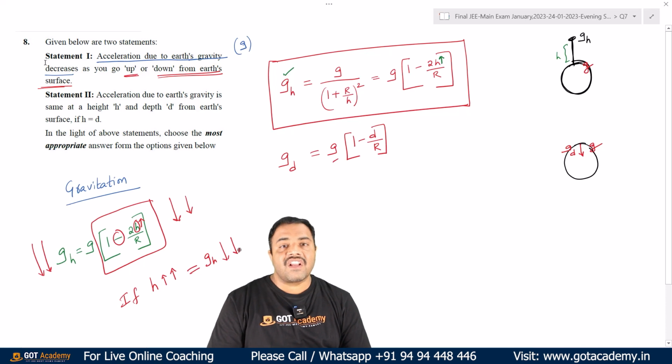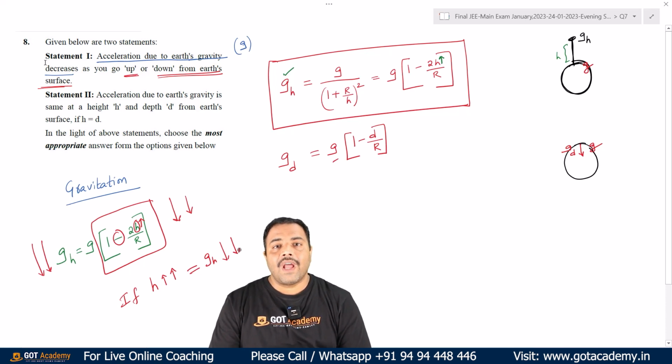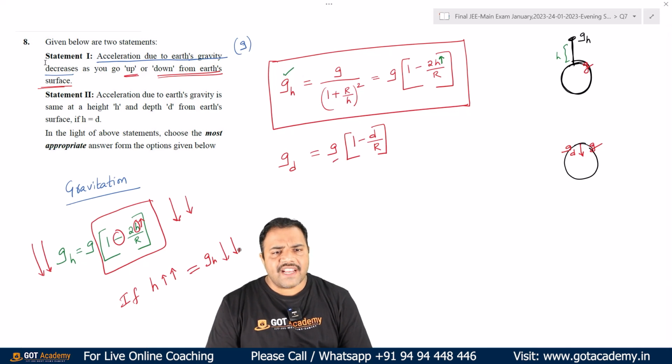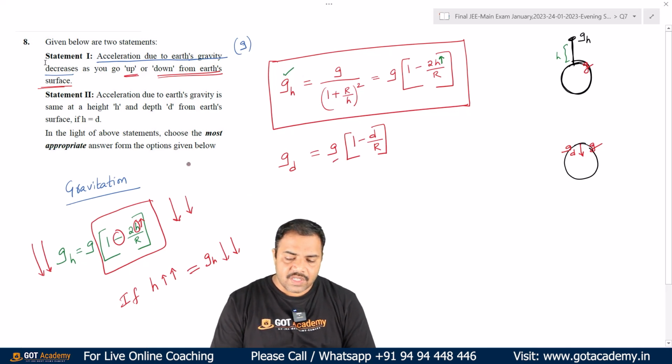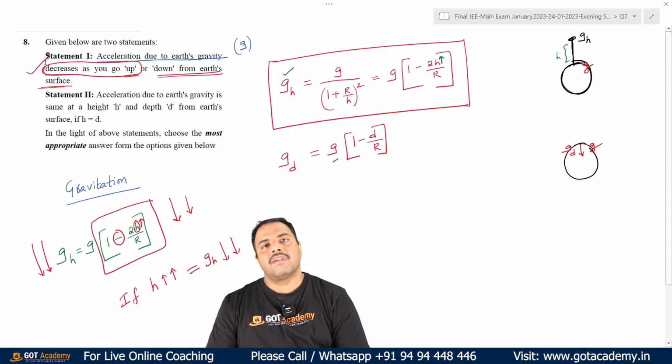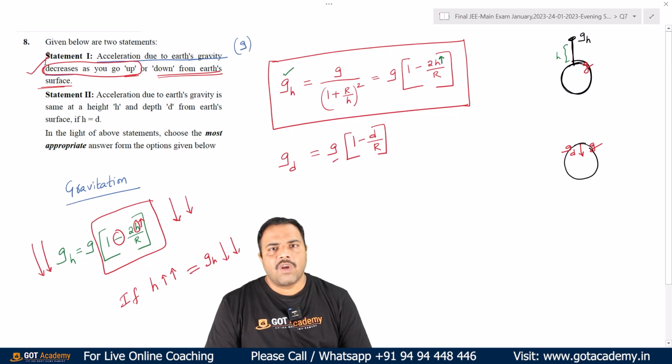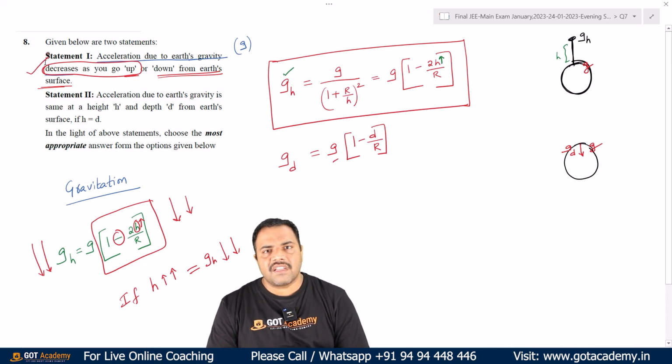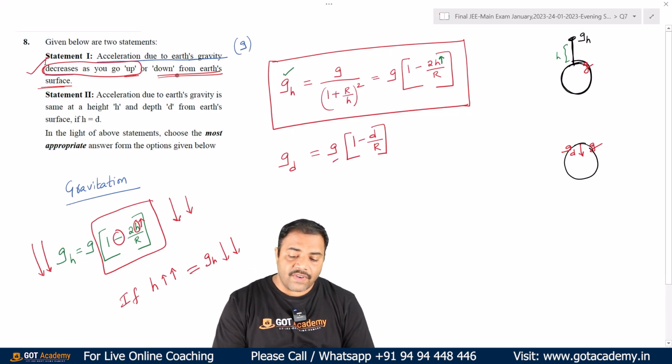That is, acceleration due to gravity while going up has to decrease. So, that is what is given in the question right here. What it is saying is that it decreases as you go up. So, one statement we proved: while going up, the acceleration due to gravity is decreasing. Now, let us look at the other one.